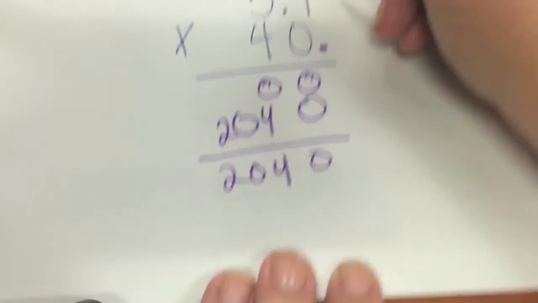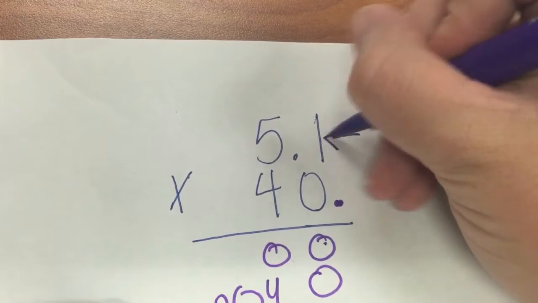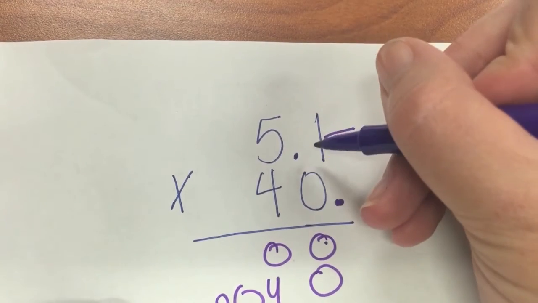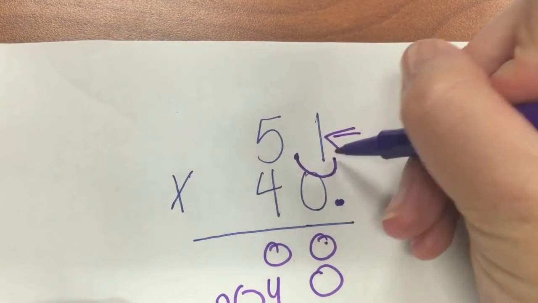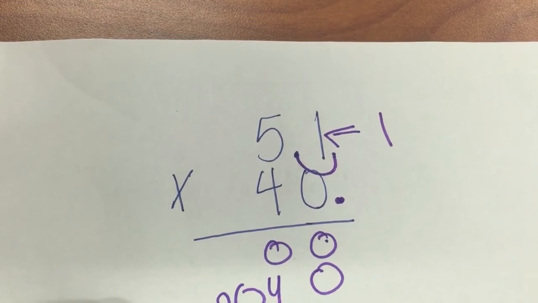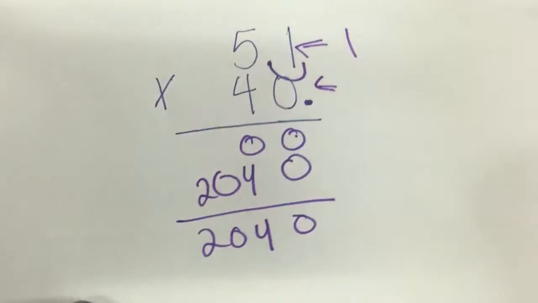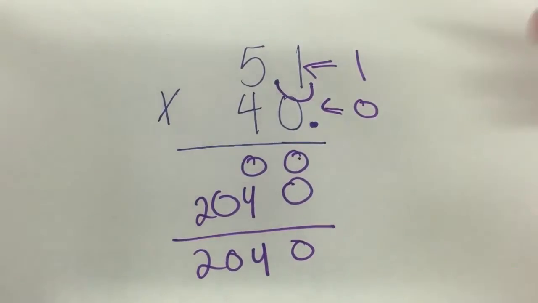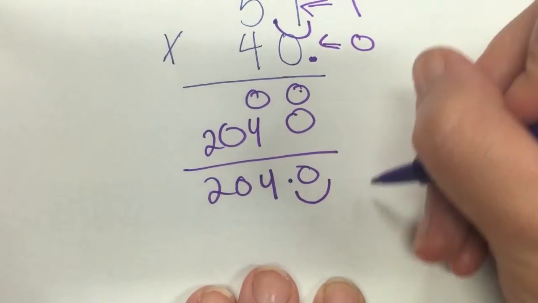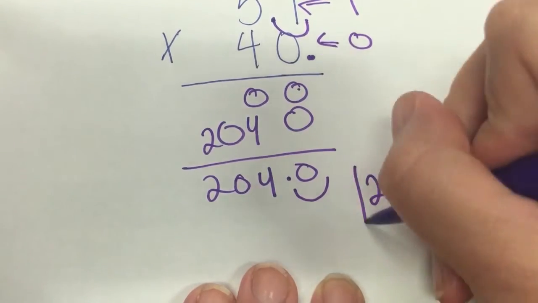And I'm going to go back to the top. How many digits are behind this decimal? I've got 1. I always write this to the side, otherwise I might not remember. How many are behind this one? 0. None. So I only have to move over 1 digit, put my decimal. My final answer is 204.